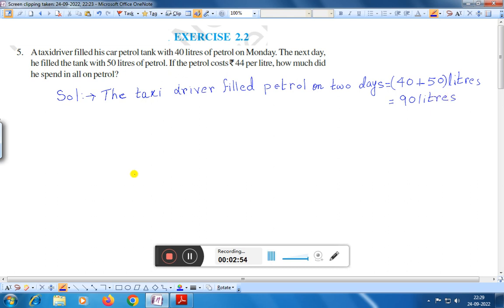Now, if the petrol cost is 44 per liter, since 1 liter costs rupees 44, therefore 90 liters costs rupees 90 into 44.